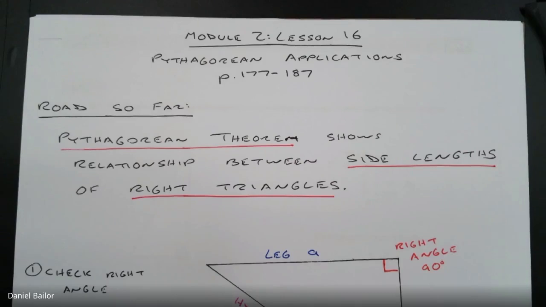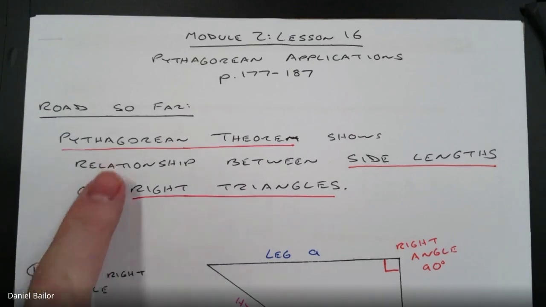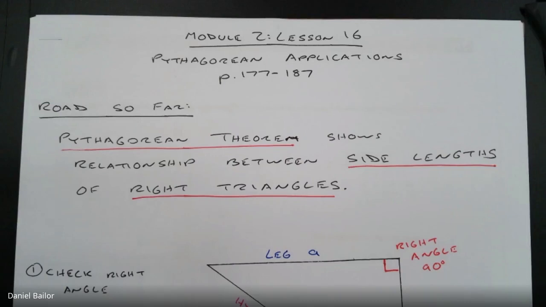And this is the last lesson in Module 2. So we're coming up on the end of Module 2, the beginning of Module 3. And this lesson is kind of a continuation of Lesson 15 about the Pythagorean theorem. In Lesson 15, we learned what the Pythagorean theorem was. Right here, we learned that it showed the relationship between the side lengths of right triangles.